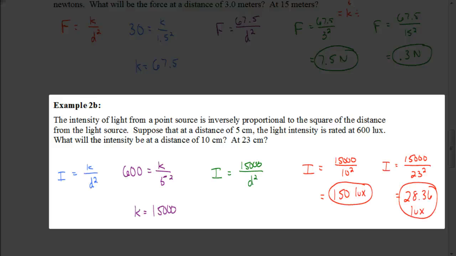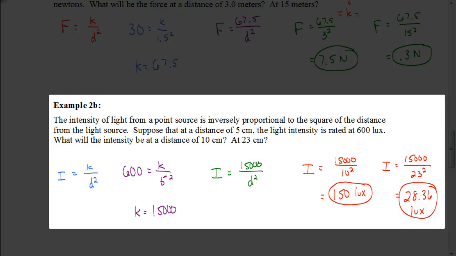Okay, you should have gotten these two numbers as your answer, 150 and 28.36, but let's talk about how you would have gotten that. So again, we start out with I equals k divided by d squared. Then they tell us that the light intensity is 600 lux when the distance is 5 centimeters, so put those numbers in the appropriate places. And when you multiply both sides by 5 squared, you get 15,000 for your value for k. So your specific equation would be I equals 15,000 divided by d squared.